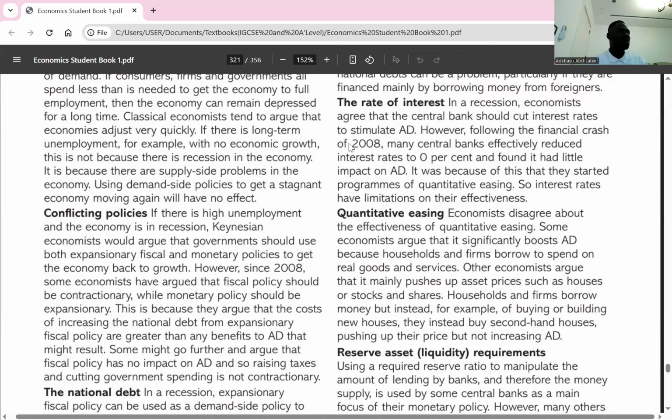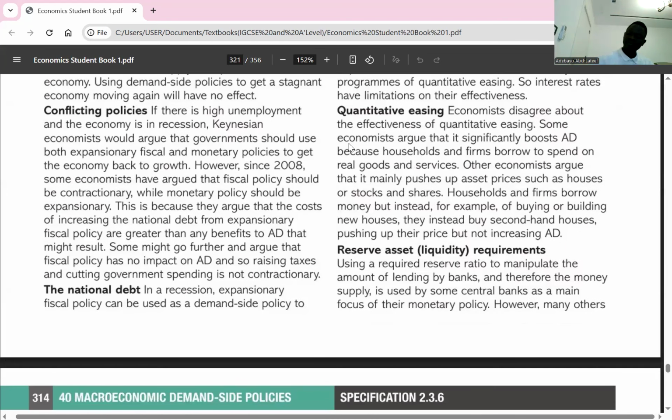Remember yesterday when we talked about quantitative easing, we said there's quantitative easing because the interest rate is as low as possible. There's nothing they could do about it anymore. Then they come up with quantitative easing to increase aggregate demand. So if interest rate has its limitation, then we start thinking about quantitative easing. Do you get the point here? Yes, it's great.